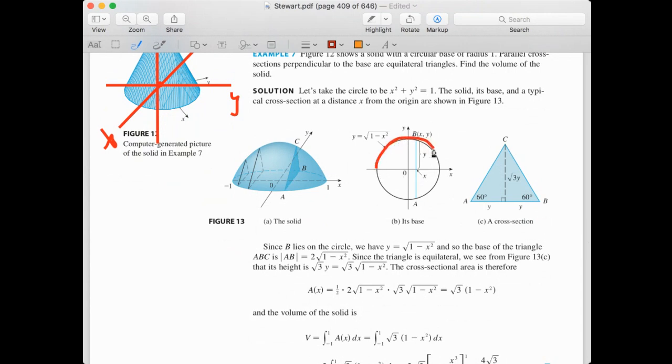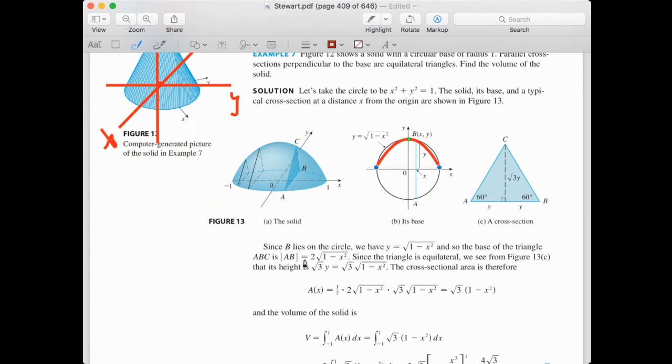Basically taking this upper semicircle, all right, upper semicircle. And the lower semicircle can be written as y equals negative square root of 1 minus x squared. So the base of the triangle ABC is this. The length of AB equals 2 times the square root of 1 minus x squared.